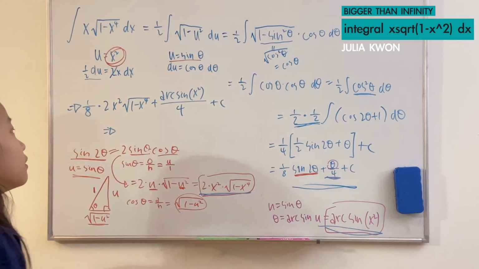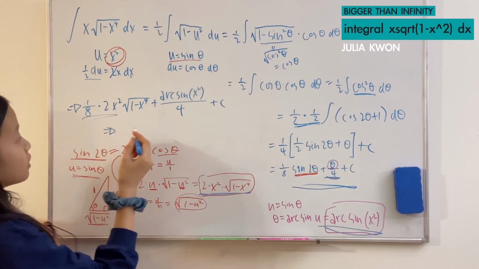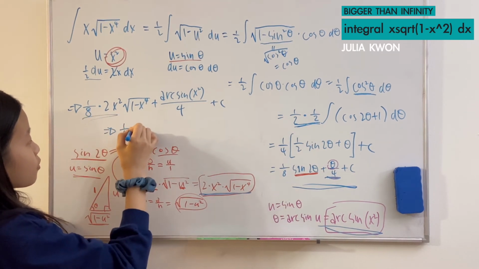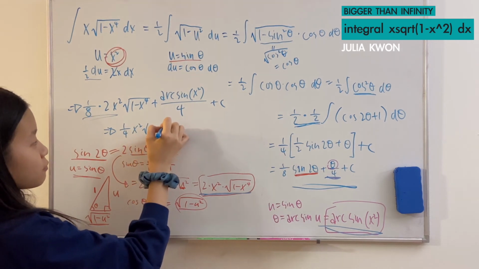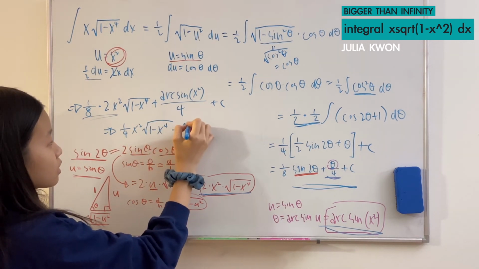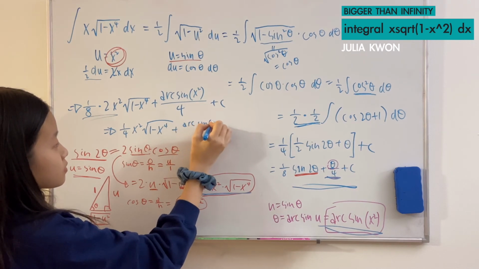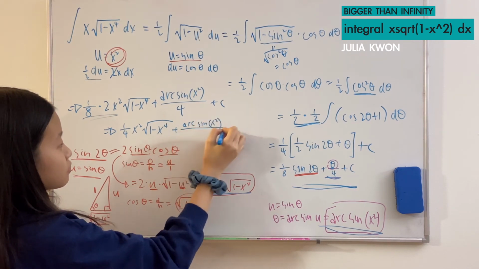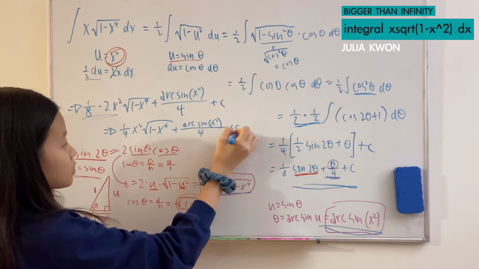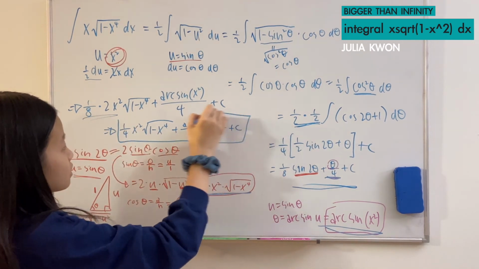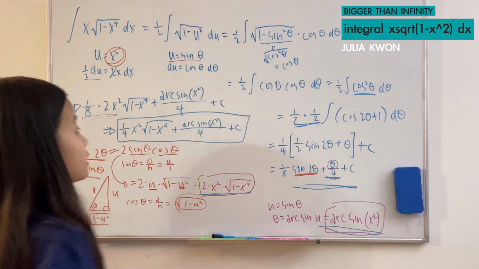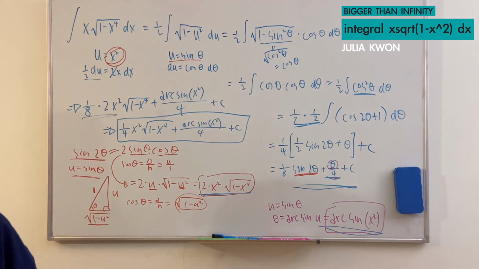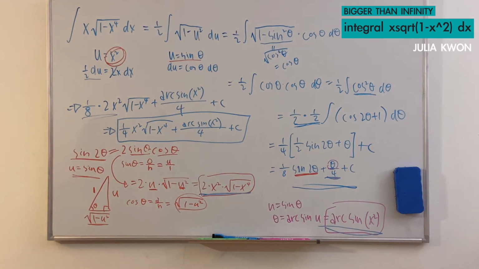We can simplify this a little bit more. In the front, we'll have 1/4 times x to the power of 2 times the square root of 1 minus x to the power of 4, plus arcsine of x squared divided by 4, and plus c. This is our final answer for the integral of x times the square root of 1 minus x to the power 4 dx.